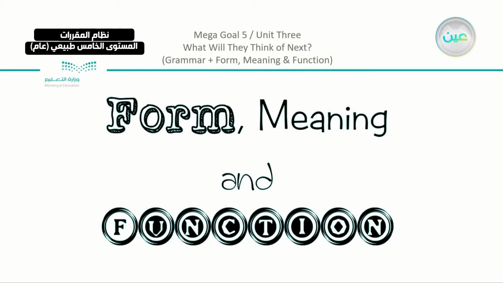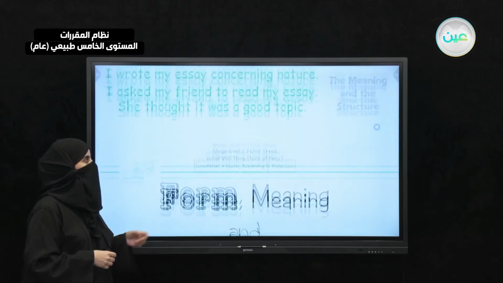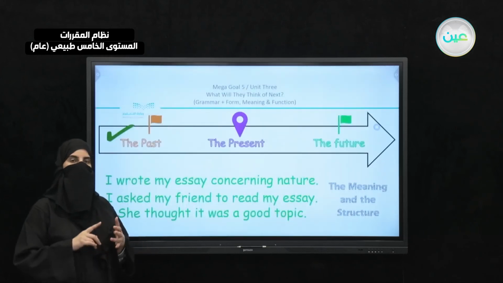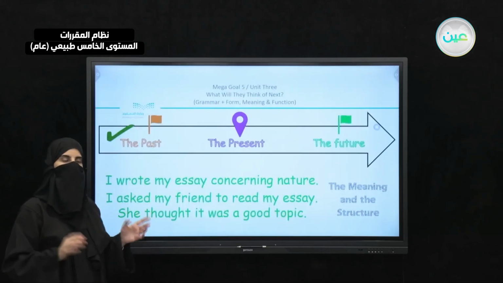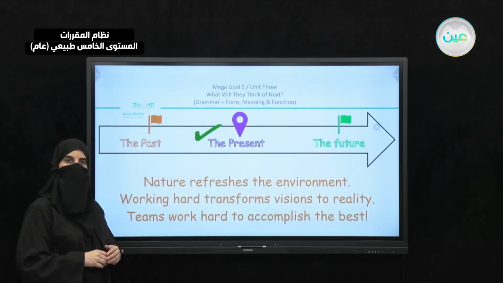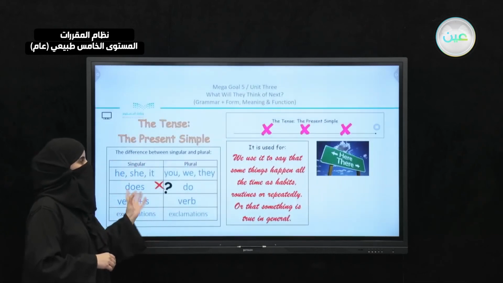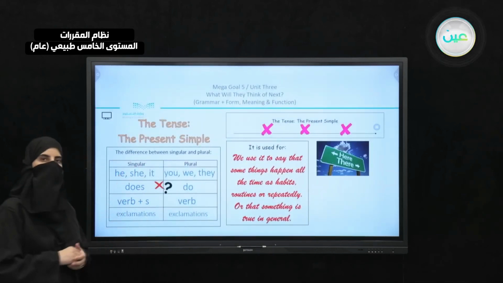Now we have here the form, meaning, and function part. We are going to see what we took. We discussed the simple past. We also discussed the present simple. We have here also just a revision to see what we have. What did we take in the present simple?